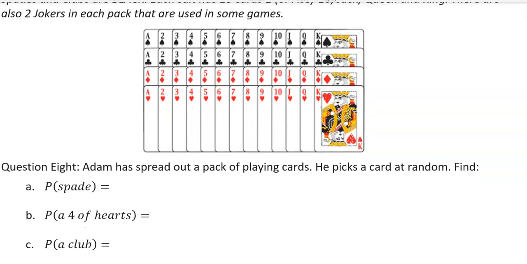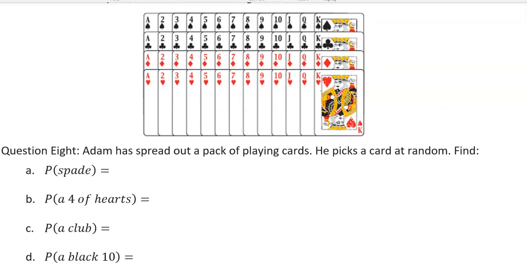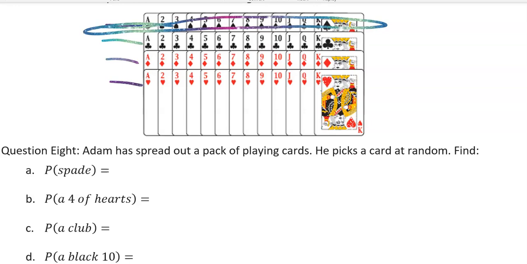Okay, so Adam has spread out a pack of cards. He picks a card at random. What is the probability that it's a spade? Well, I just said to you there's a quarter of the pack is spades. If you have a look at each of these, there's 4 rows, 1, 2, 3, 4. 1 out of the 4 rows is spades. This is our row of spades here.